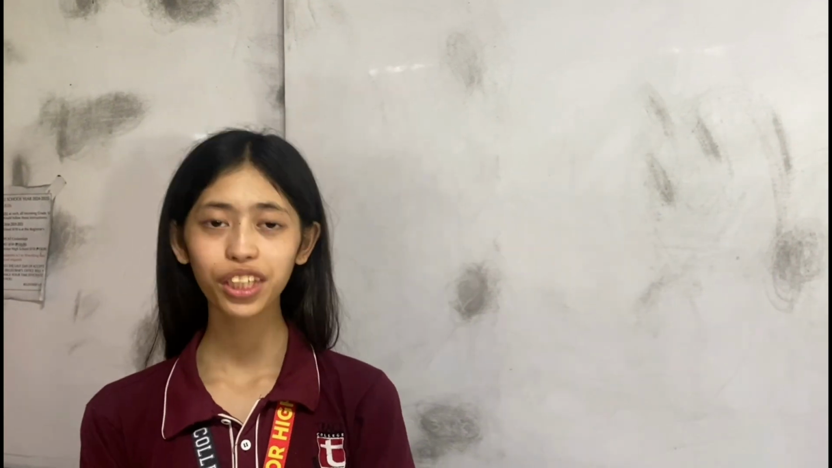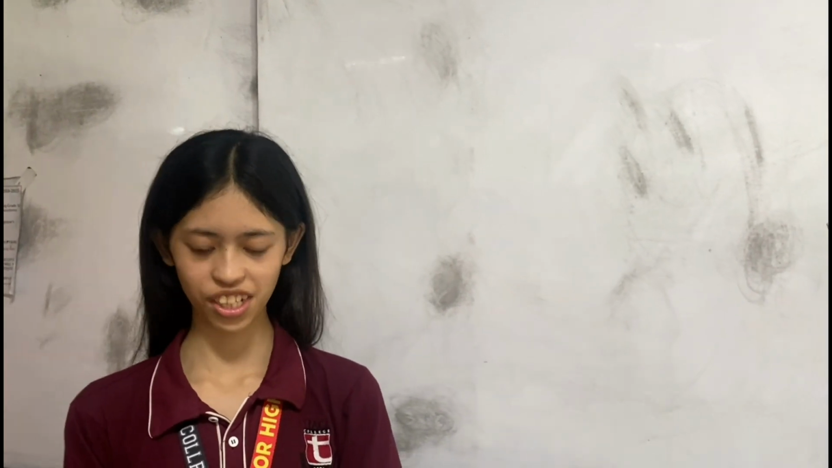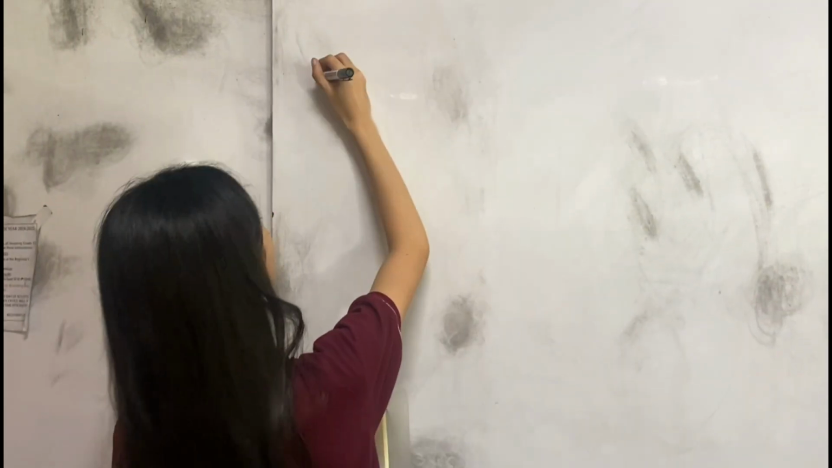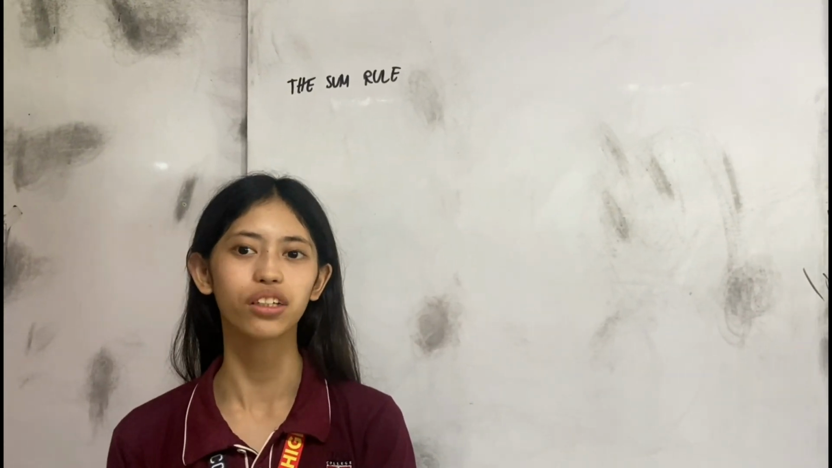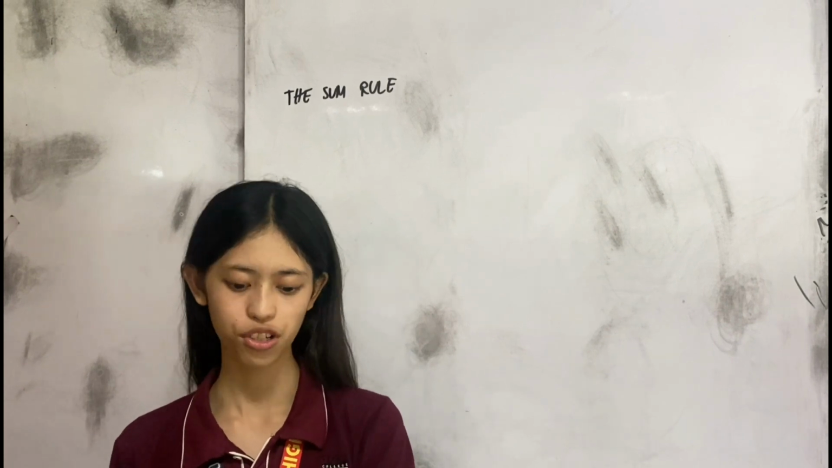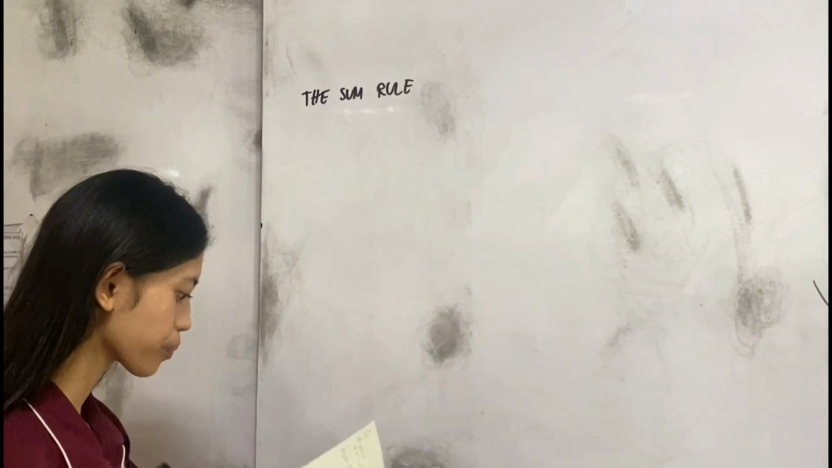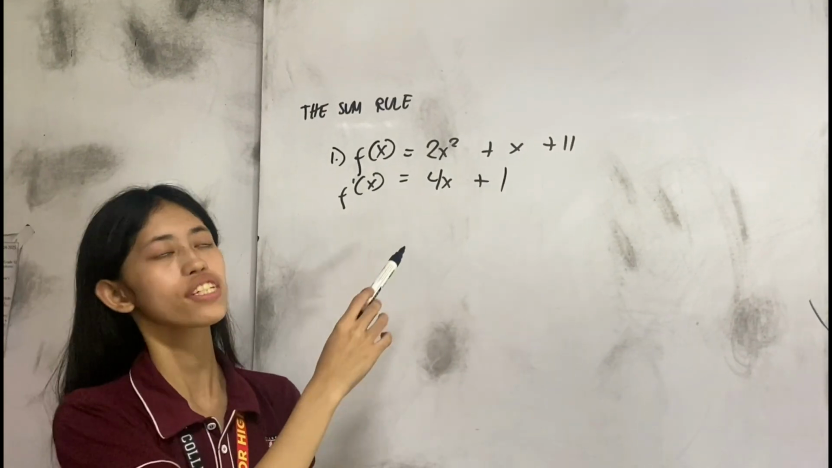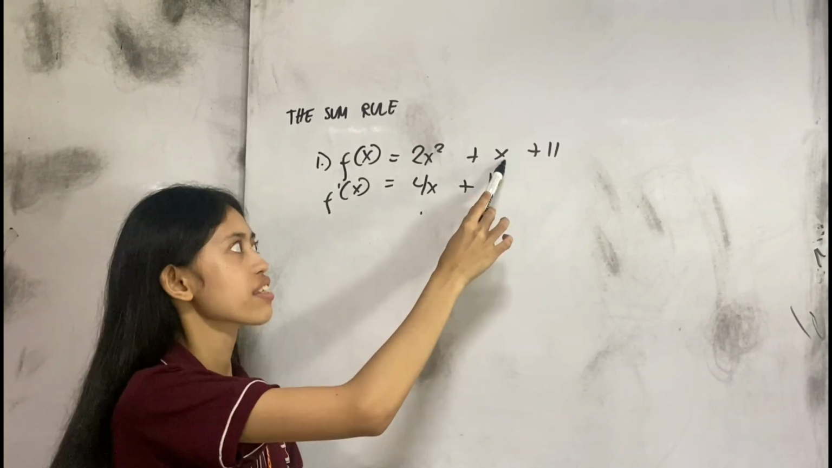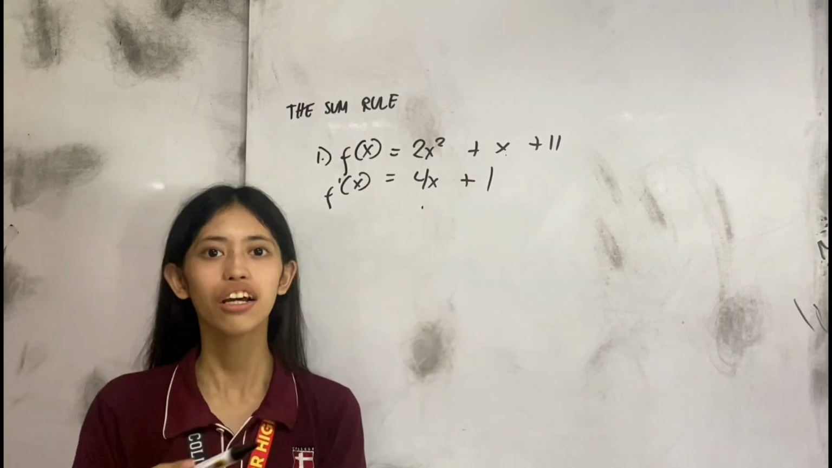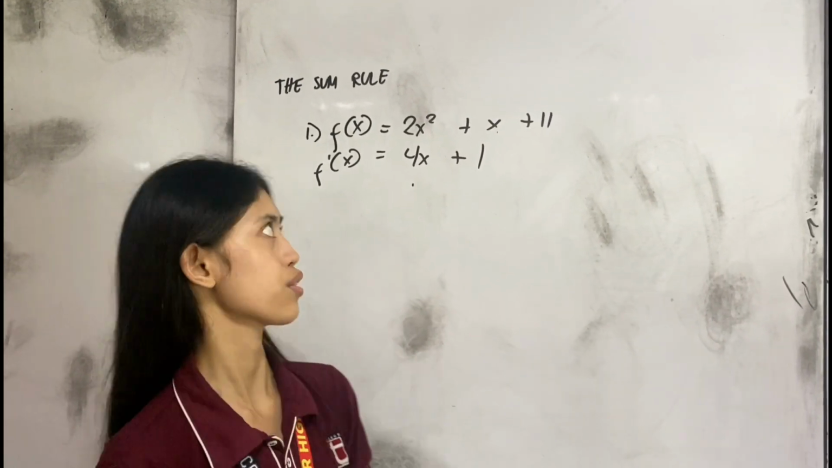So, the fourth rule in differentiation is the sum rule. Basically, in this method, we are just adding two different functions. For example, the derivative of 2x squared is 4x, while the derivative of x is 1, and the derivative of 11 is 0.